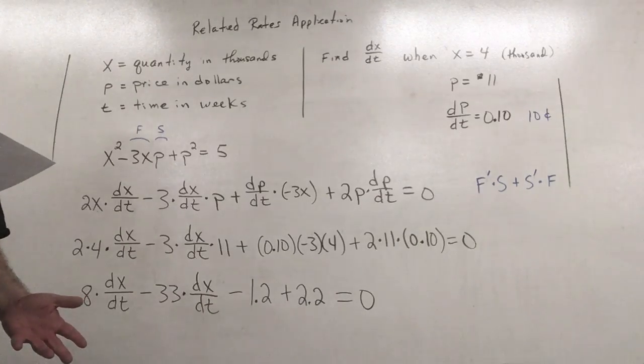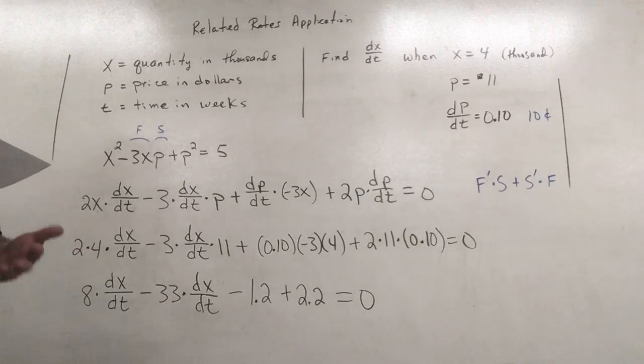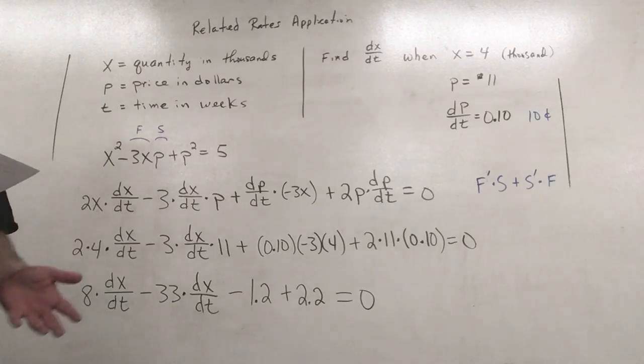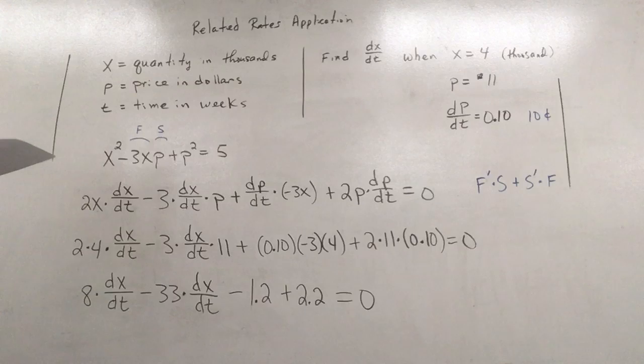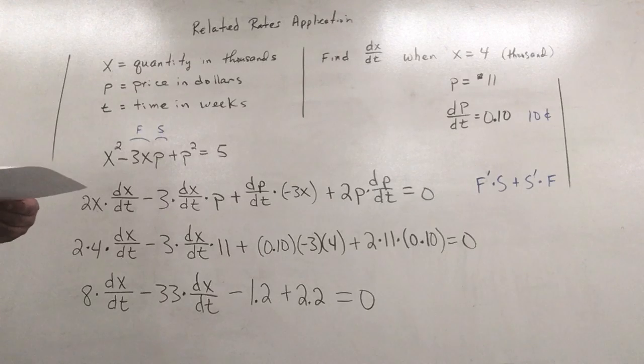Now, whenever you have the question, how fast is something changing, that requires a derivative. How fast is the supply of drives changing when the price per drive is $11, the quantity supplied is 4,000 drives, and the wholesale price per drive is increasing at a rate of 10 cents per drive each week? So you're given a rate, and a rate is a derivative. So that increase of 10 cents per drive each week is a derivative.